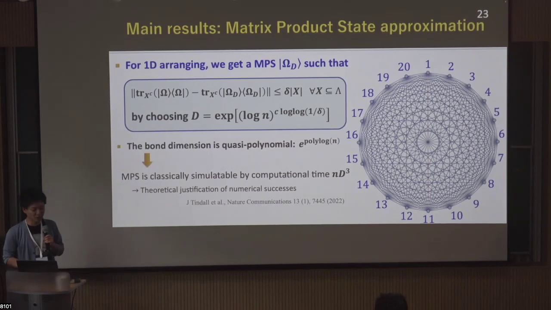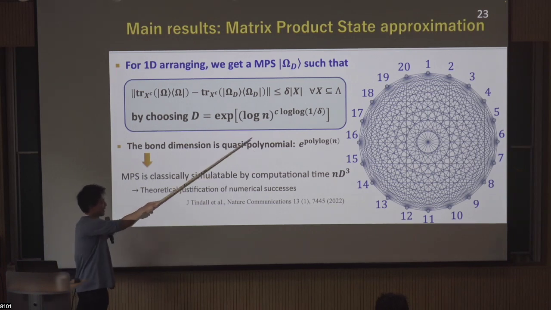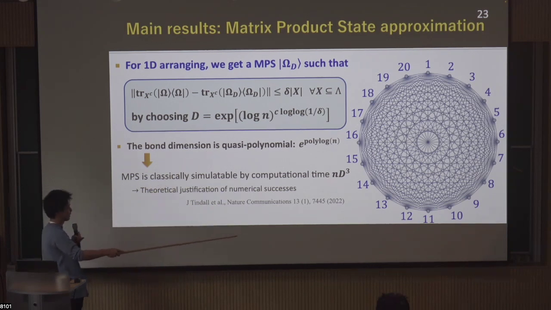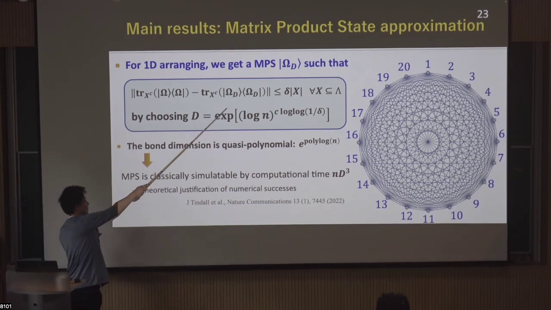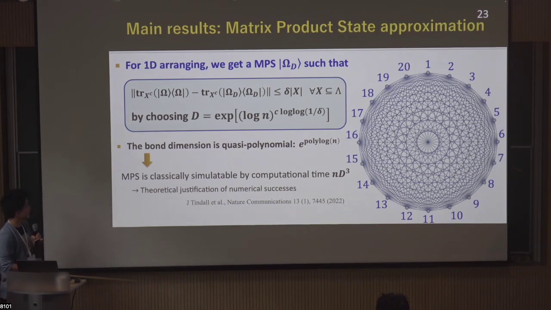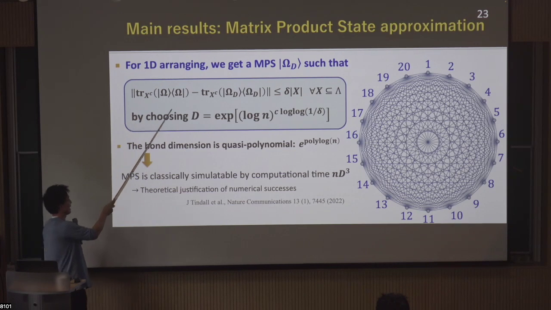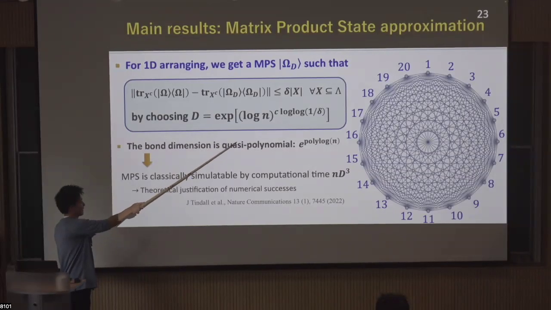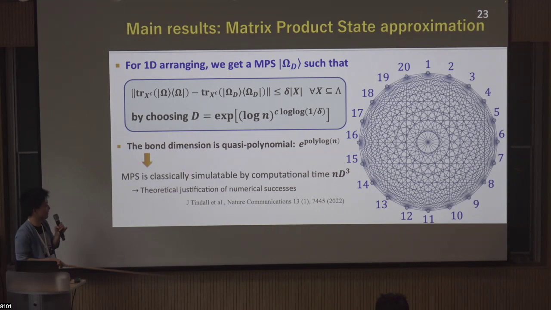And the second result is the matrix product approximation of the gapped ground state. In order to define the 1D chain, we label each of the sites by 1, 2, 3, 4, and so on up to 20 in this picture. Under these labels, we can construct the matrix product state, and we construct some Omega_D, which is an MPS with bond dimension D. We can prove that in order to achieve approximation error delta, the bond dimension D is given by a quasi-polynomial form, like exponential of log n to the power of log 1 over delta. So as long as delta is an order 1 constant, the bond dimension is quasi-polynomial, like exponential polylog n.